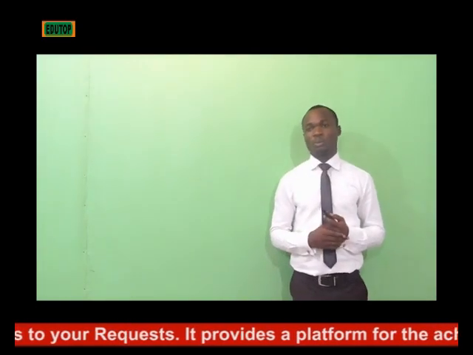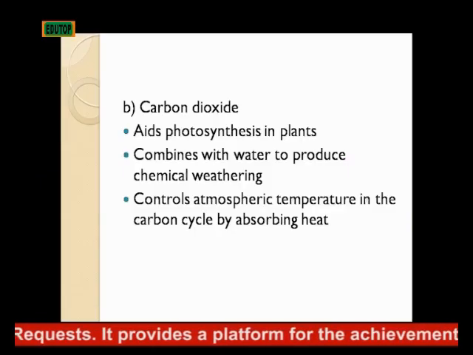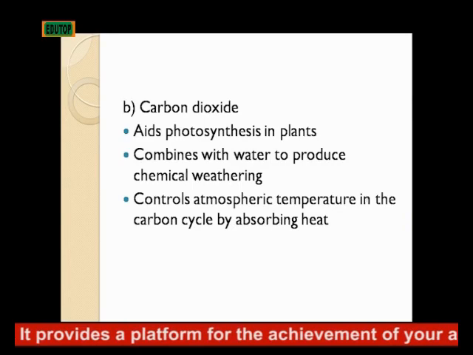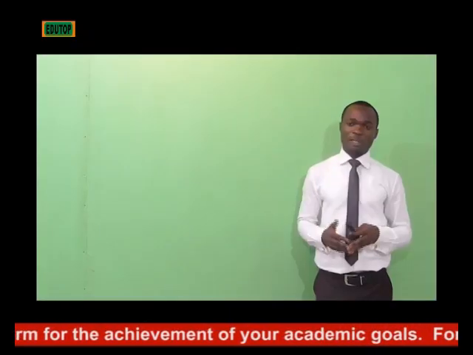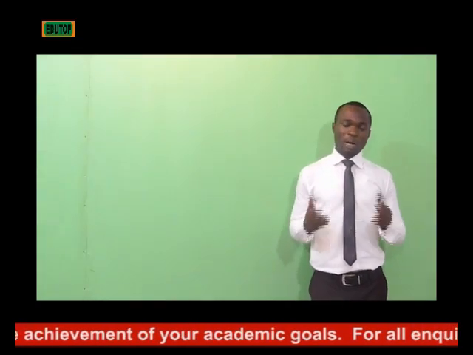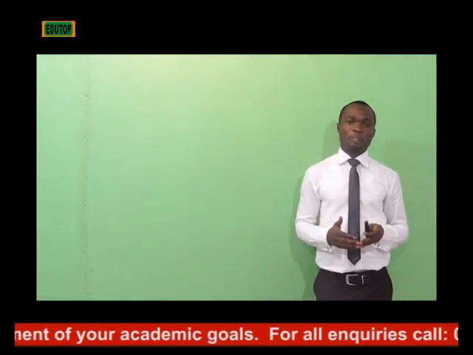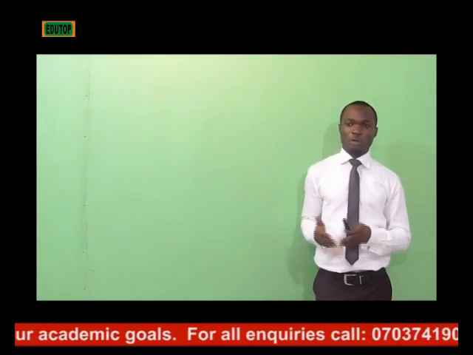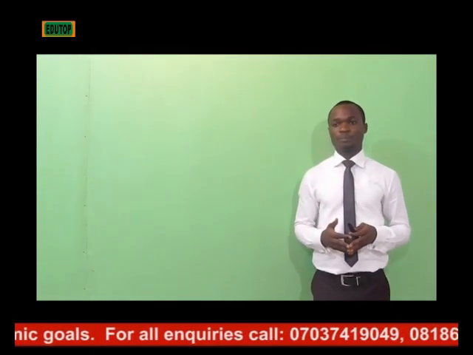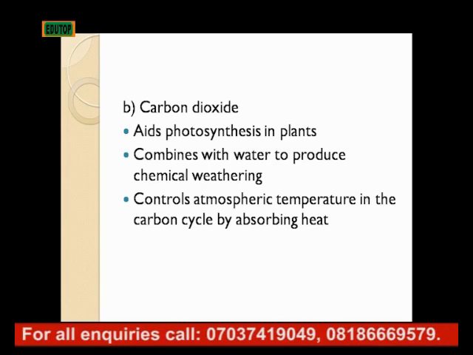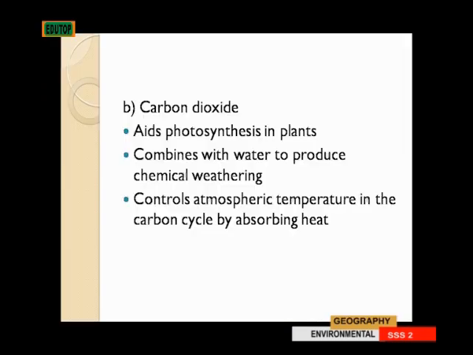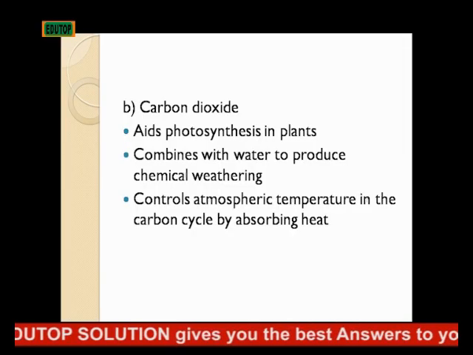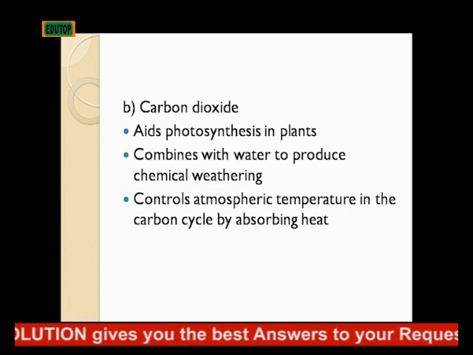Number two type of gas we have here is carbon dioxide. Carbon dioxide aids photosynthesis in plants. Plants make use of carbon dioxide to manufacture their food in the process we call photosynthesis. And carbon dioxide combines with water to produce chemical weathering. Carbon dioxide also controls atmospheric temperature in the carbon cycle by absorbing heat.